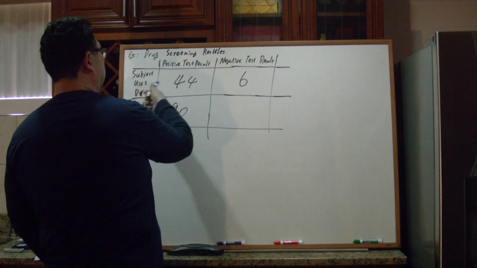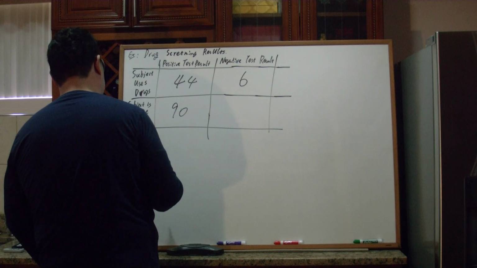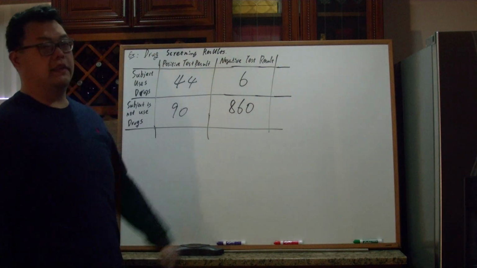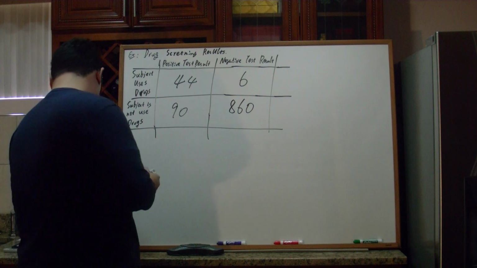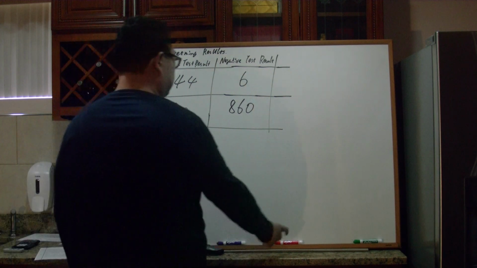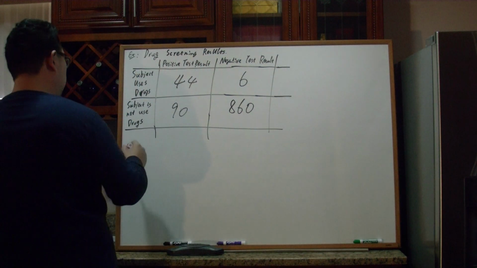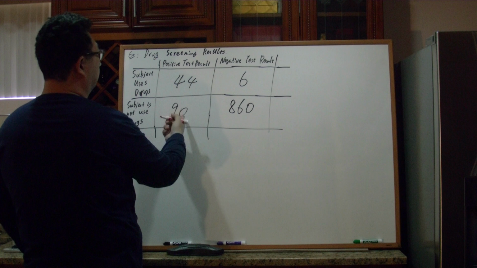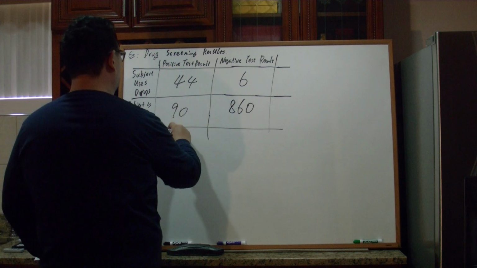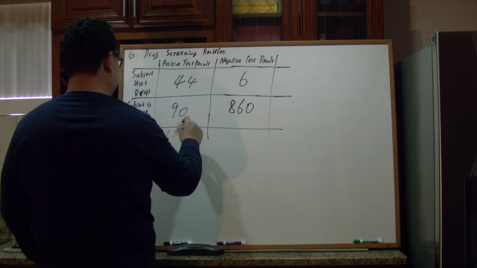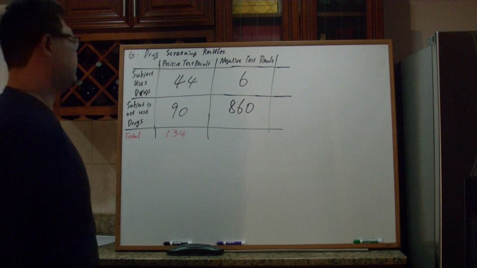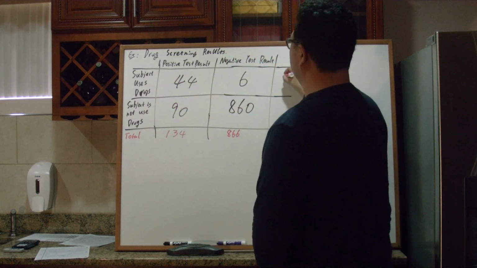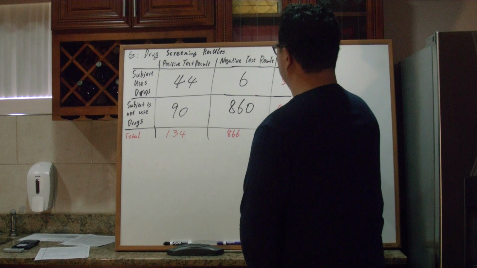6 of them have negative results and also use drugs. 860 do not use drugs and get a negative test result. So that's the given table. To do the question, we need to find the totals. The column for positive test results has 134 subjects. 866 of them have negative results. 50 of them use drugs, and 950 of the subjects do not use drugs.